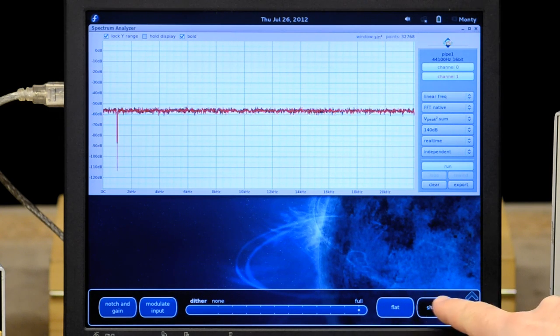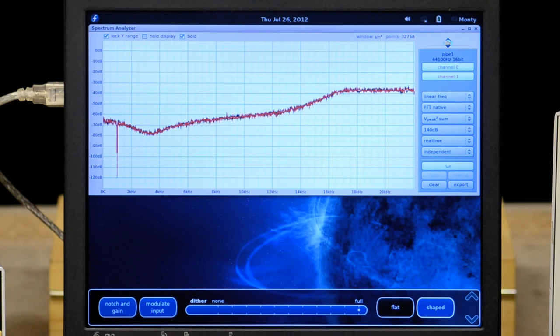Shaped dither behaves similarly, but noise shaping lends one more nice advantage. To make a long story short, it can use a somewhat lower dither power before the input has as much effect on the output.